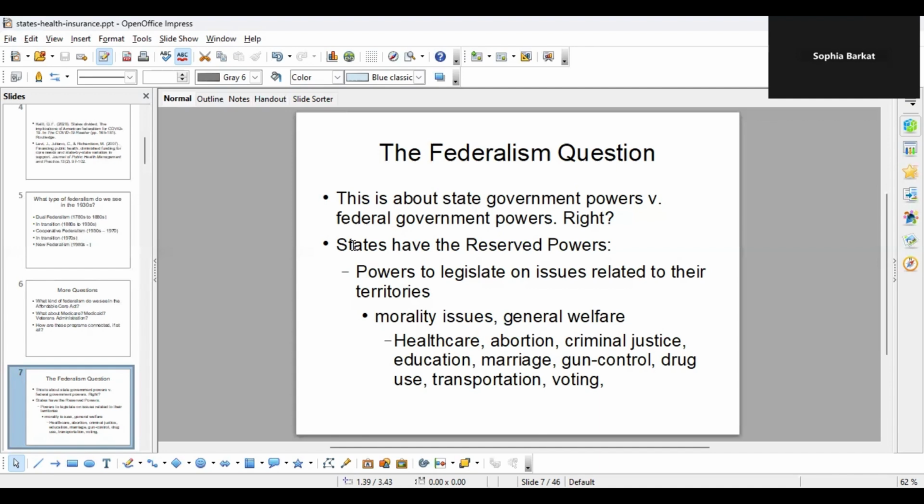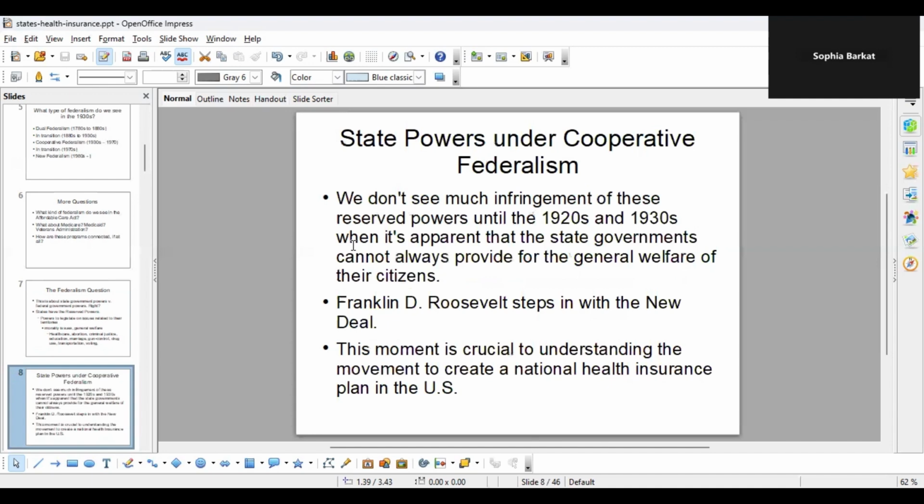Anyway, so let's look at what is going on. So, as I mentioned, state powers under cooperative federalism. This is probably the only time when states are able to engage in welfare. We don't see much infringement of reserve powers until the 1920s and 1930s, when it's apparent that the state governments cannot always provide for the general welfare of citizens, right?